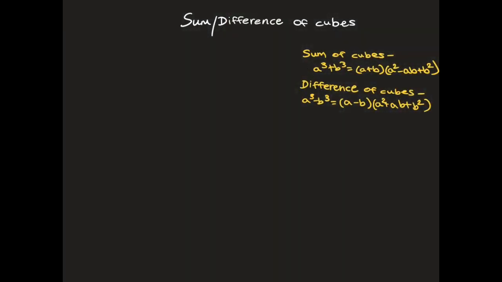Hello, in this video I will be showing you how to solve and simplify through sum and difference of cubes. So sum and difference of cubes is just two different formulas. The sum of cubes, as you can tell on the right in yellow, is a cubed plus b cubed equals a plus b times a squared minus ab plus b squared. Difference of cubes is a cubed minus b cubed equals a minus b times a squared plus ab plus b squared.